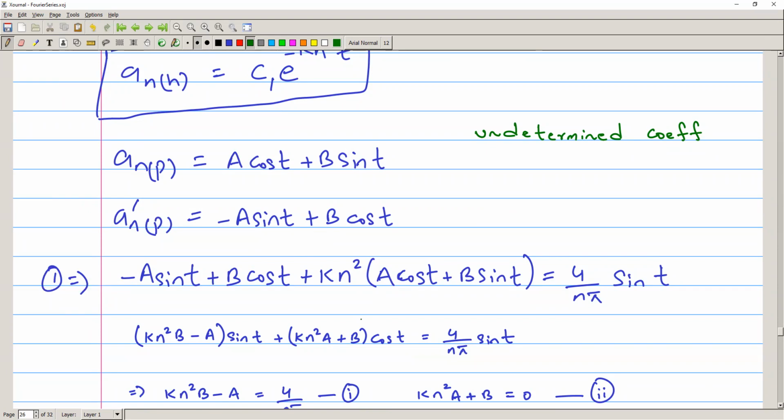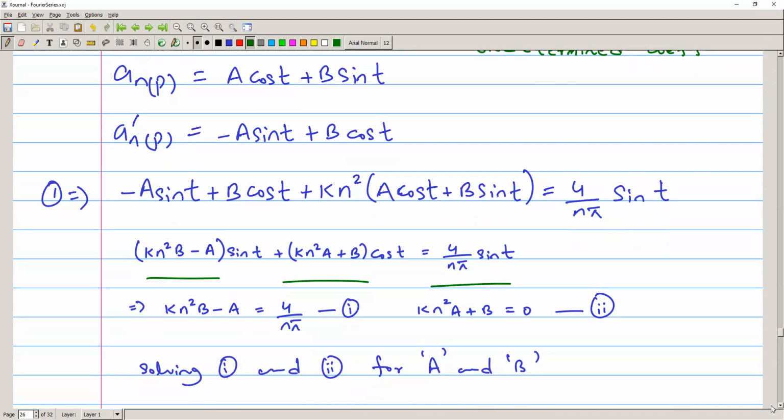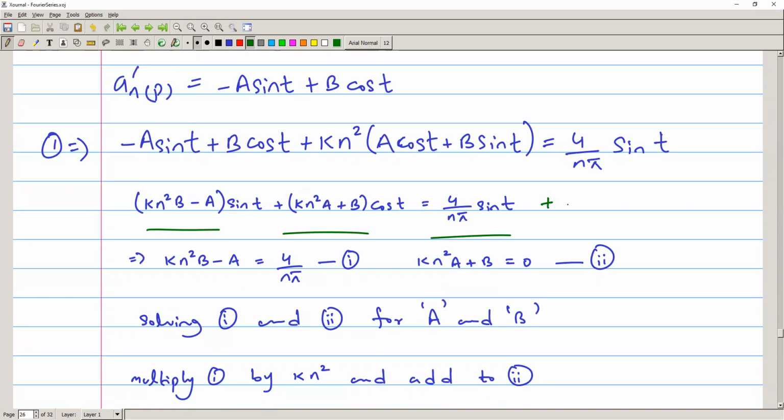Then we will compare the coefficients by arranging the terms of sine t and cosine t separately. Here in this step, we can see that we compare the coefficients. The coefficient of cosine is 0. Here we can see that there is no term of cosine, so we can write it as 0 cosine t, right? So this will be equal to 0, and this will be equal to 4 over n pi sine t.